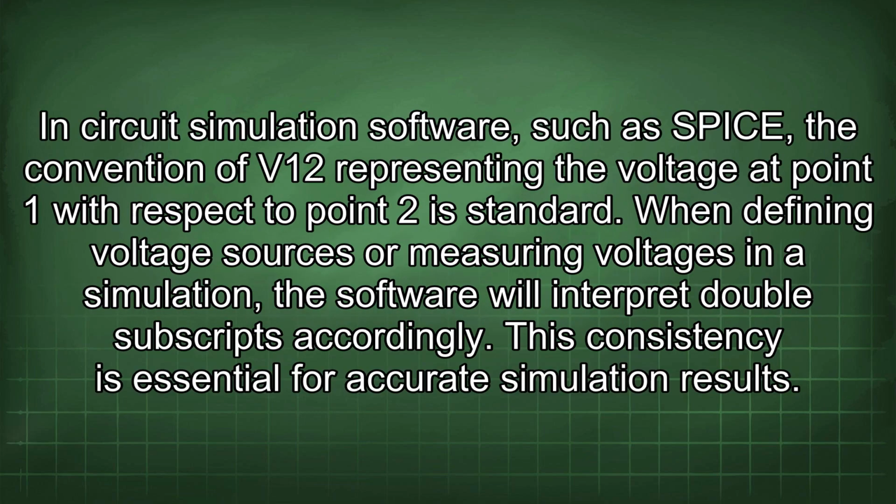In circuit simulation software, such as SPICE, the convention of V12 representing the voltage at point 1 with respect to point 2 is standard. When defining voltage sources or measuring voltages in a simulation, the software will interpret double subscripts accordingly. This consistency is essential for accurate simulation results.